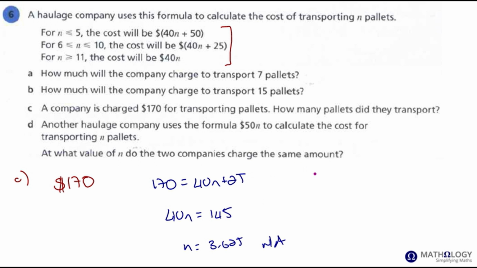Okay, and the last one will be 40n equals 170. 170 divided by 40 is 4.25. And you can't have 0.25 of a pallet. That's also not applicable. I just did these two to illustrate that we get a decimal fractional value for n, and that basically validates the answer, the solution. n has to be a natural number.